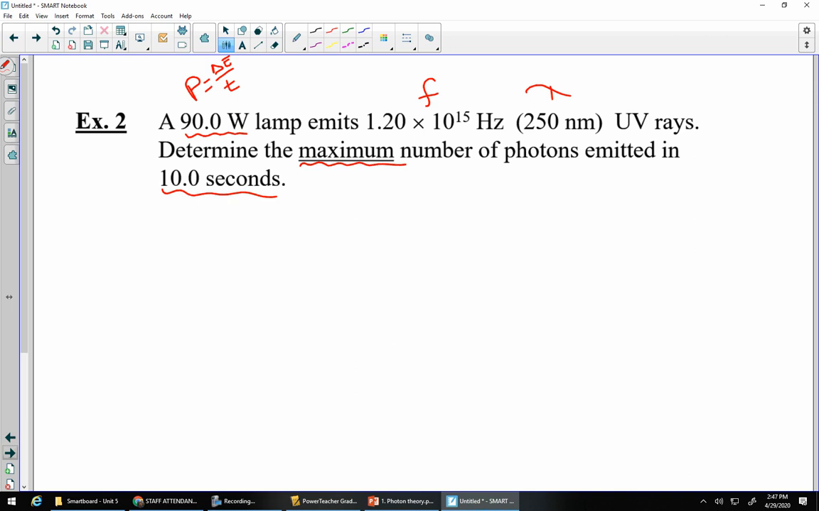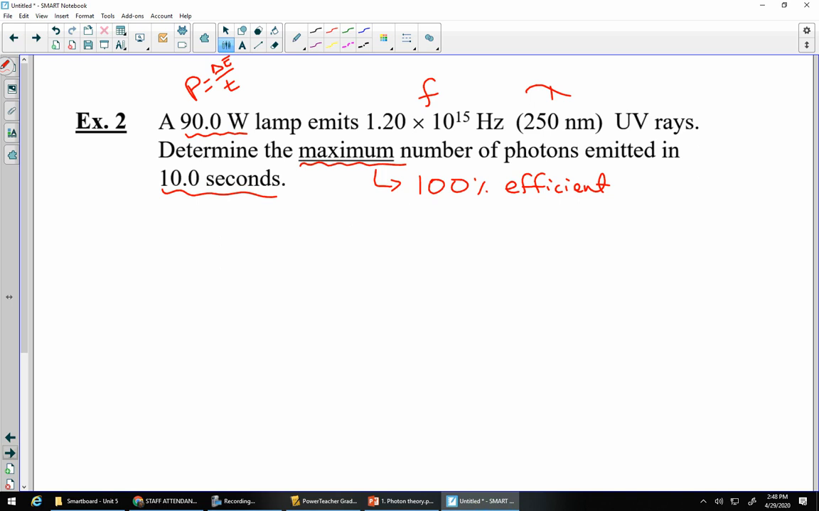The maximum number of photons, all we're thinking about with that is we're assuming that the light is 100% efficient, so that all 90 watts of power and the energy that corresponds to that that's going into the light bulb is coming out as light energy, not wasted as heat energy. So we're assuming that it's 100% efficient.